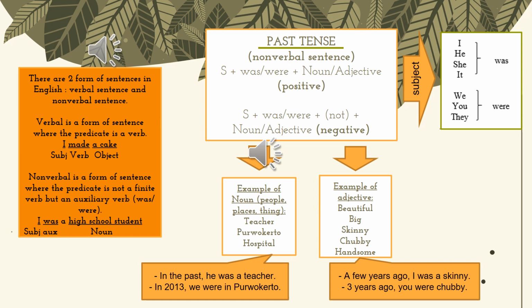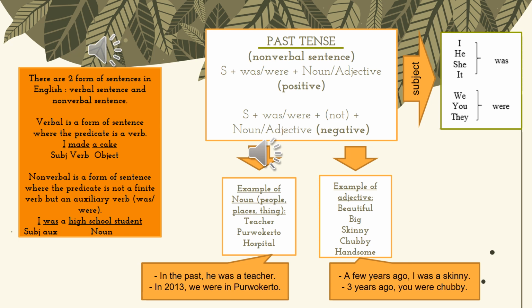Now, take a look at the form of past tense for the non-verbal sentence. To form the sentence, we need to follow this pattern. There are two types of form that we are going to understand. The first is positive. So we have to start with subject, followed by was or were, and then followed by noun or adjective. And the negative form, we can start with subject followed by was or were, then followed by not, then noun or adjective.